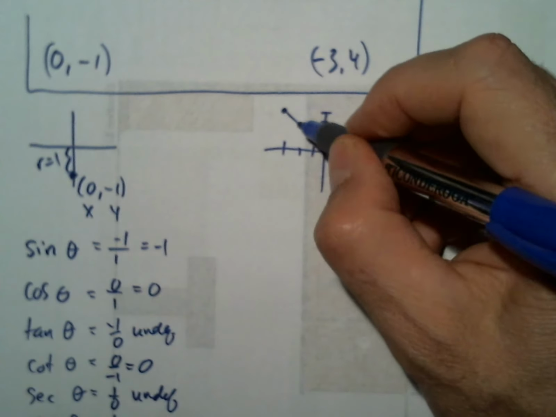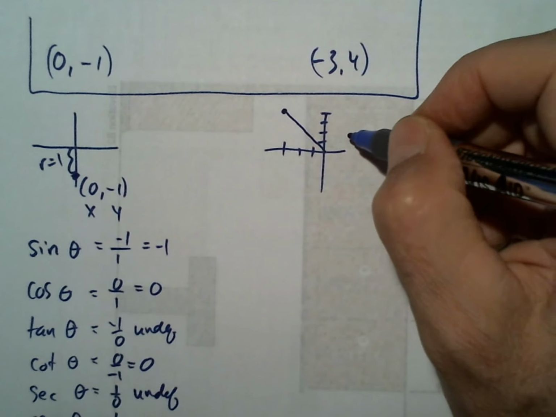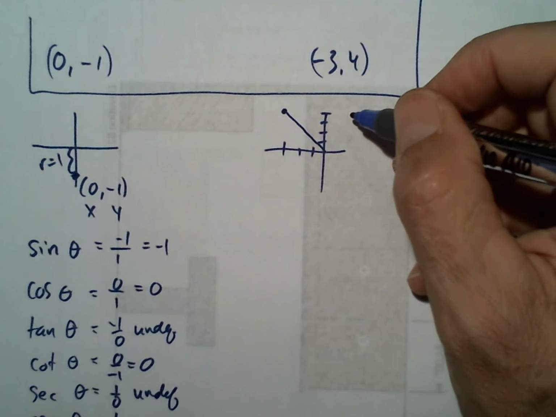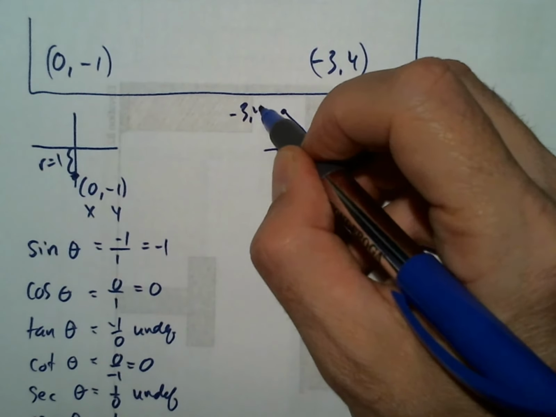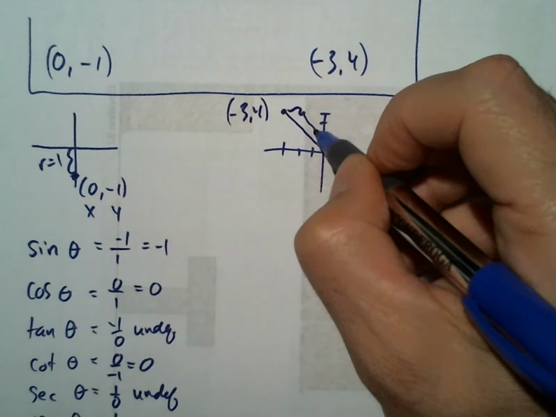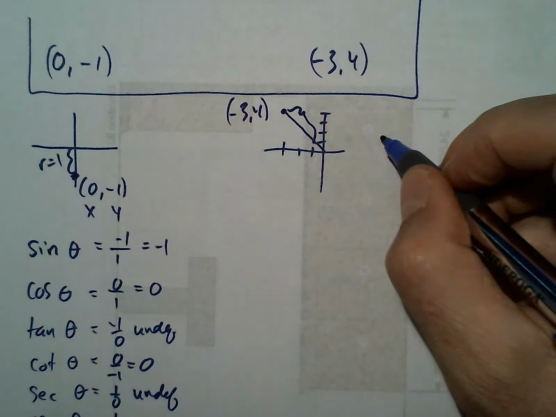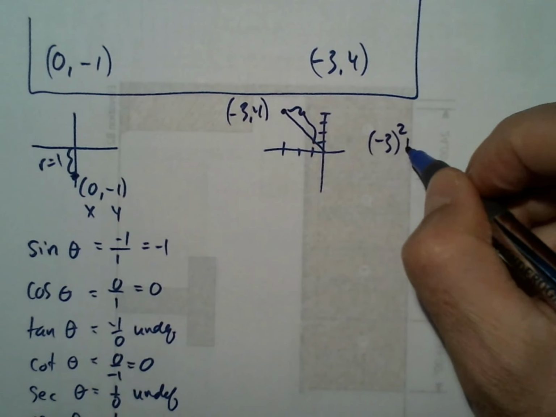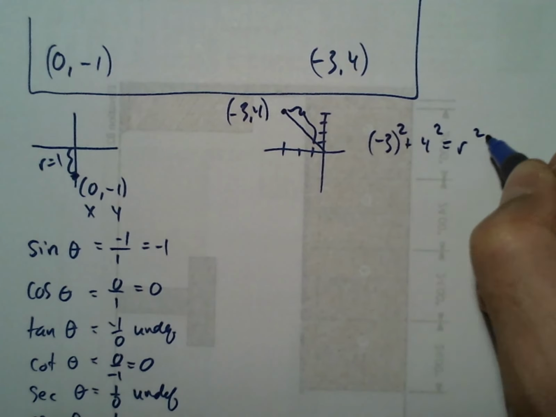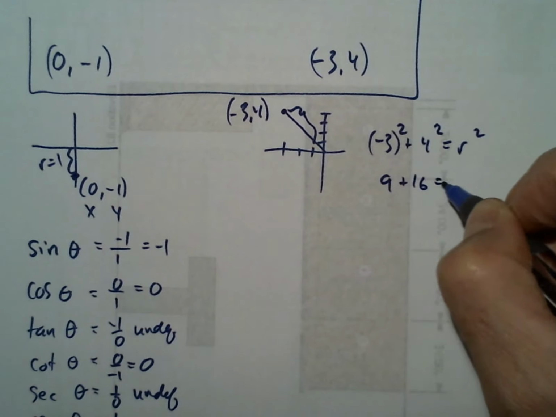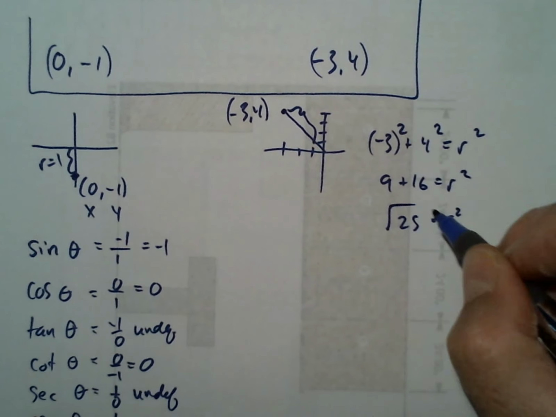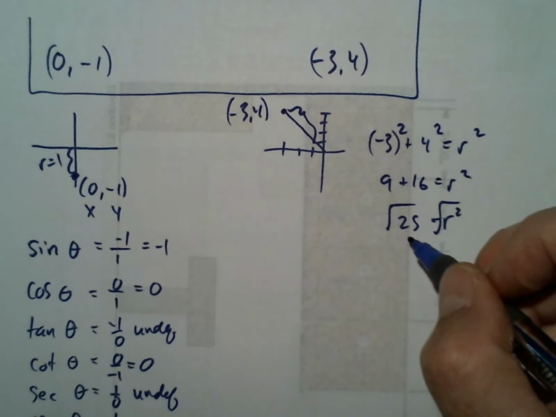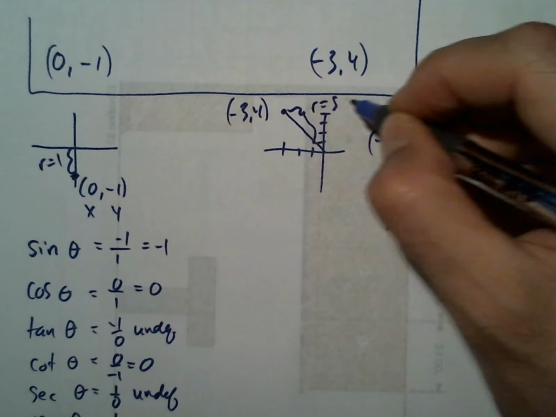And plot the point, and there's the angle. We want the x, y, and r, so x, y, and the radius. Negative 3 squared plus 4 squared equals r squared. So we get 5. The radius is 5.